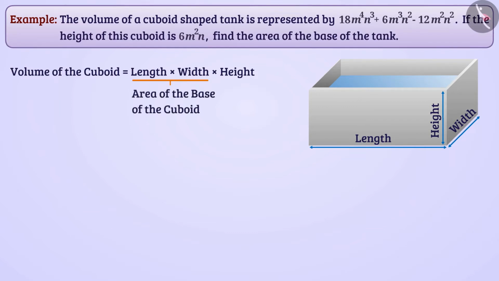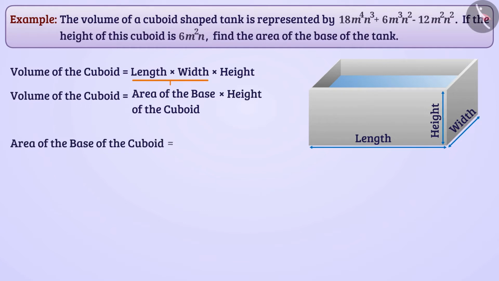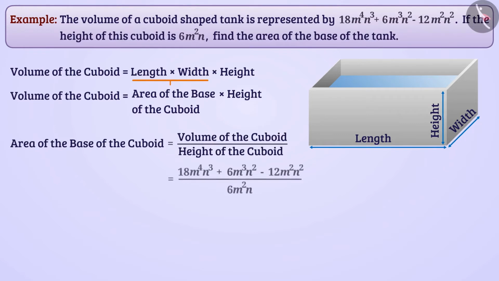Therefore, we can say that the volume of the cuboid is equal to the area of the base of the cuboid multiplied by height. In this way, the area of the base of the cuboid will be equal to the volume of the cuboid divided by height of the cuboid, which we can write in this way. Here, we have to divide a trinomial by a monomial. Can you tell me how to do it? Think.